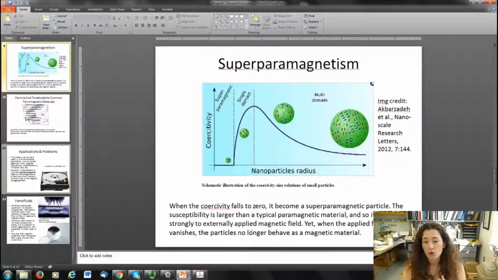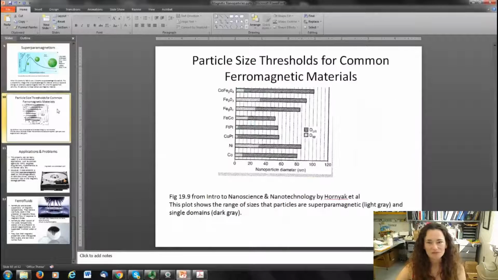Okay, so when the applied field vanishes, the particles no longer behave as magnetic materials, and this can be really useful in a wide variety of applications. It can also be a problem for a wide variety of applications, as we'll discuss in a moment. Okay, so, particle size thresholds for common ferromagnetic materials. This is a plot taken from Introduction to Nanoscience and Nanotechnology by Hornyak and other authors.